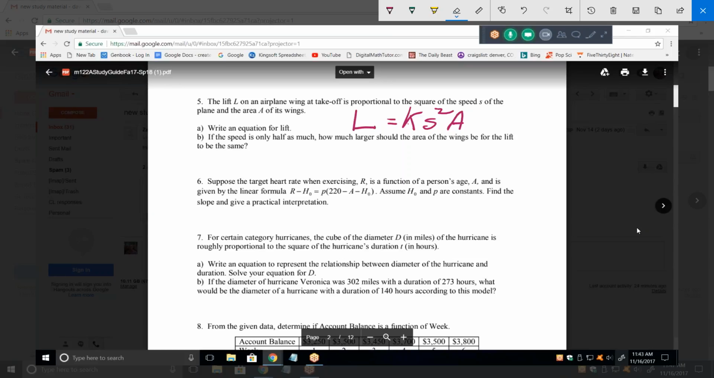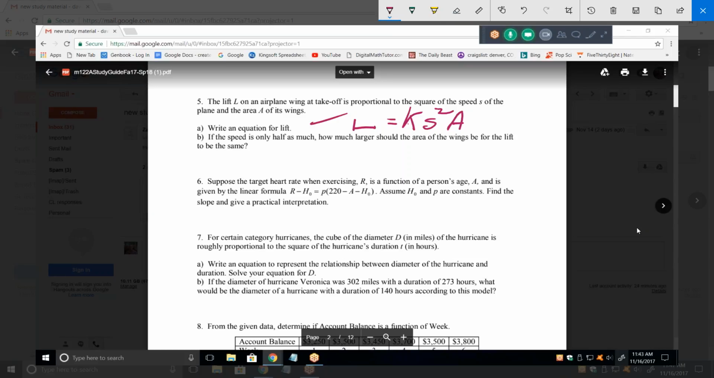But never forget the K. The K is some number that we're not going to be able to figure out, because they haven't given us the information. In other words, if they told us the lift was 100 pounds when S is this and A is this, then we'd be able to figure out K. But they aren't giving us that. So we can't figure out K or expect to be able to figure it out. Write an equation for lift. Well, there it is.